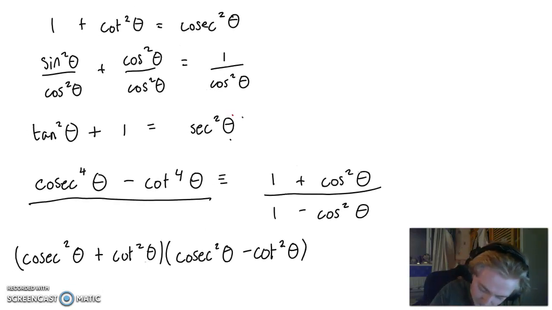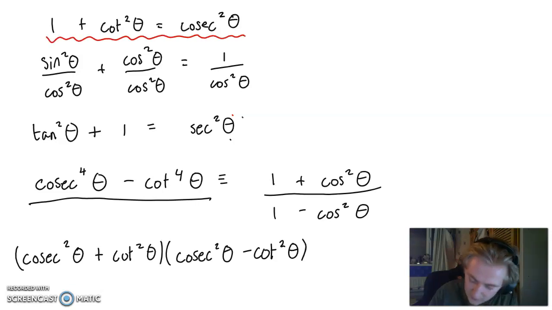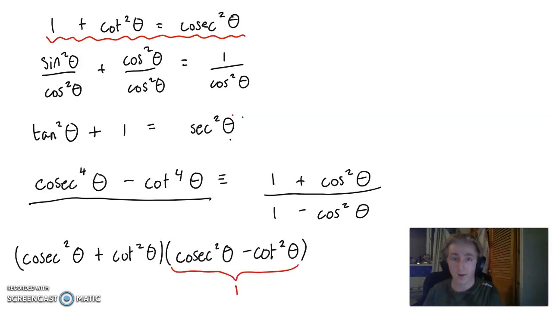Right, that's what we have at the moment, but if we remember, just above we have, if I underline this in red again, 1 add cot squared theta equals cosec squared theta, which means that cosec squared theta minus cot squared theta is equal to 1. And that's perfect, because it means we can change this whole bracket to be a 1.